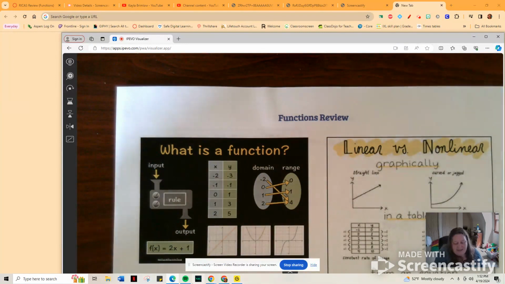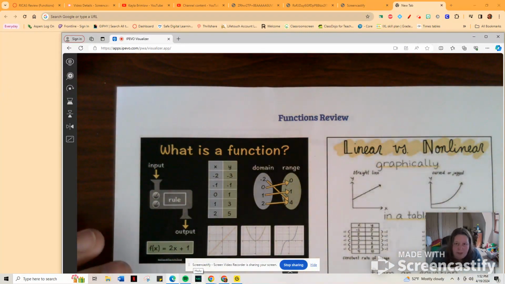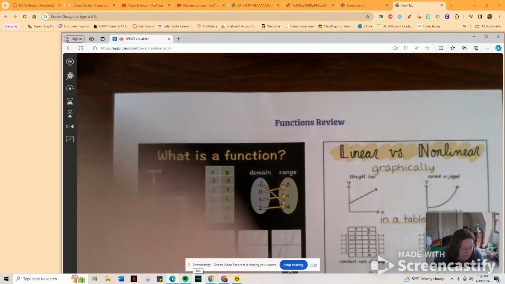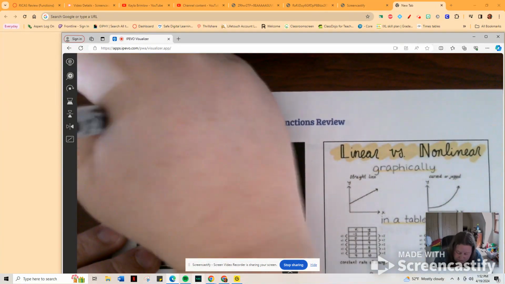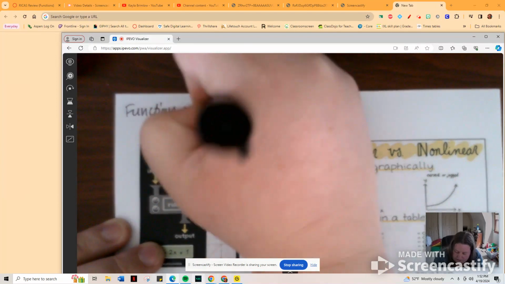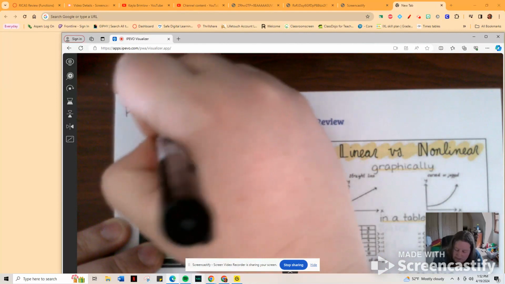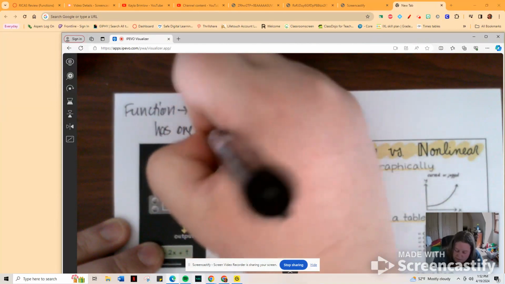So what is a function? A function is a relationship where each input has one output. So I'm just going to add that up here. So function, each input has one output.